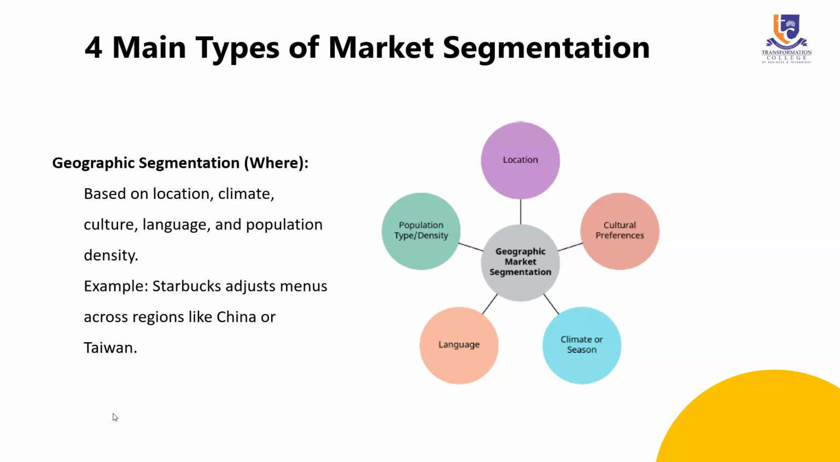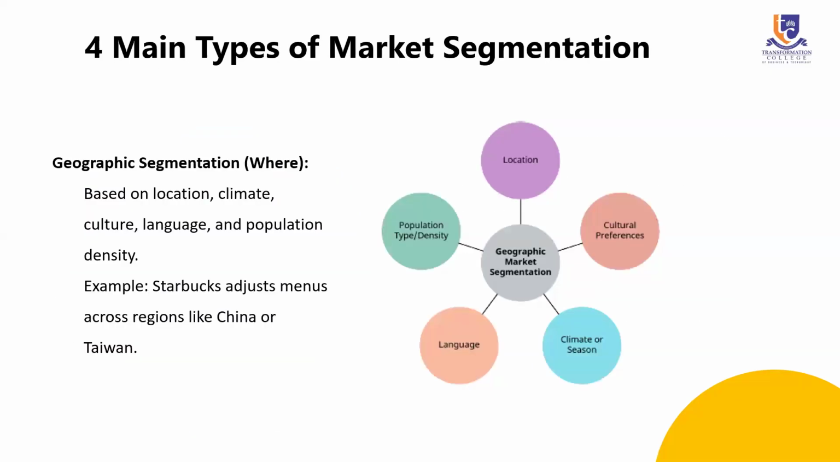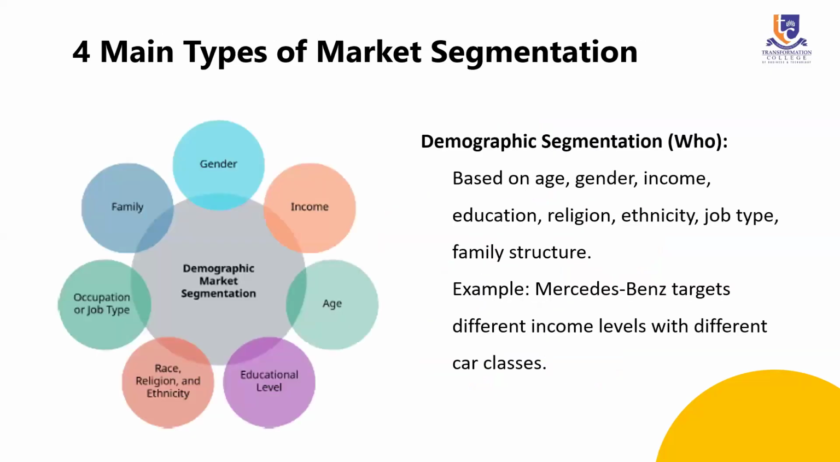All right, let's move on quickly. Next one. Okay, we're still speaking on demographics. This is geographical, and this is demographic. Demographic says based on age, gender, income, education, religion, ethnicity, job type. We already spoke about ethnicity and religion.